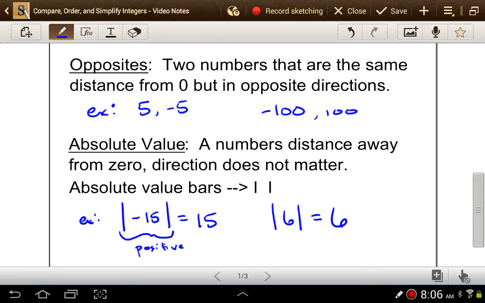Okay? Opposites, one direction, one's positive, one's negative. Absolute value is when we find the absolute value of a number, it comes out positive. Okay? If you have that written down, you can move on. If not, go ahead and pause. I'm going to move on.